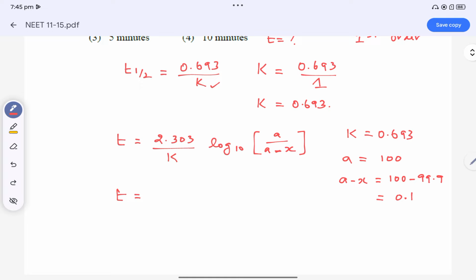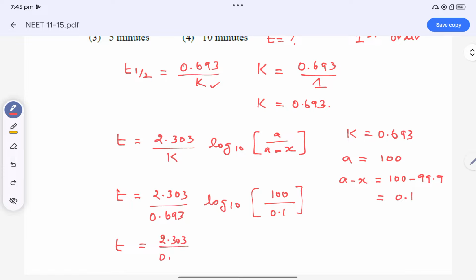t is equal to 2.303 divided by the K value, 0.693, log to the base 10. The a value will be 100 divided by 0.1. So, solve this equation. It is very easy to solve this equation. 100 divided by 0.1 is 1000, which can be written as 10 to the power 3.